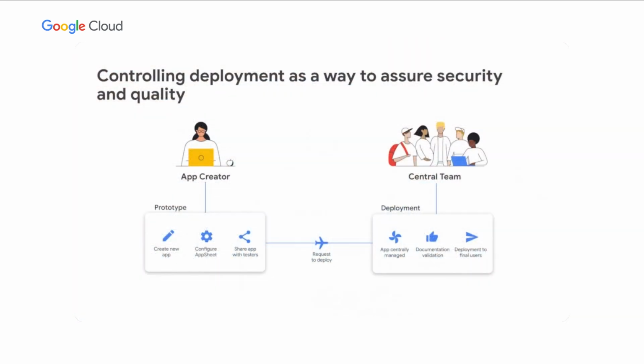Policies are not the only way to assure the security and quality. Controlling who can deploy an app is a powerful control mechanism too. In this scenario, app creators, probably not IT people, build apps according to policies and share them with a limited number of users for testing. When they are ready to deploy, the app is transferred to a central team who can assure its quality and security and deploy it to a broader audience.